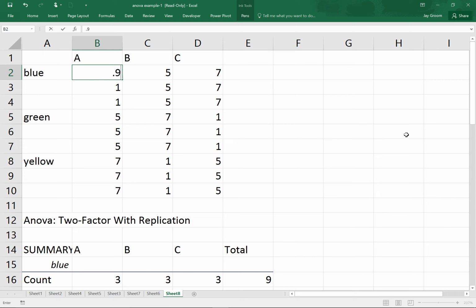0.9, 1.1, there we go. 5, 5.1, 5.2. And again, just making up some numbers that are close to where I'll still reject, but giving myself some error.